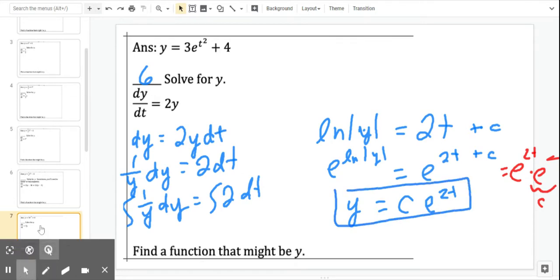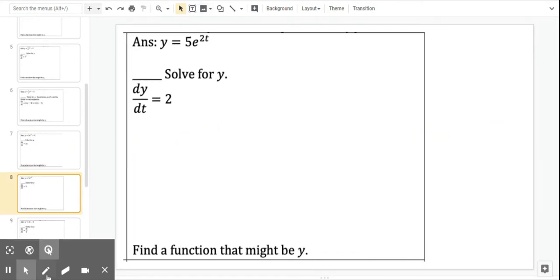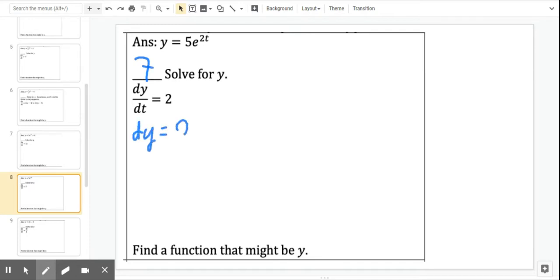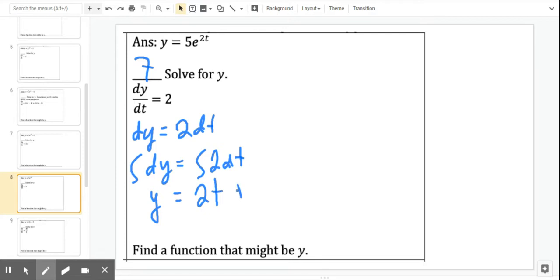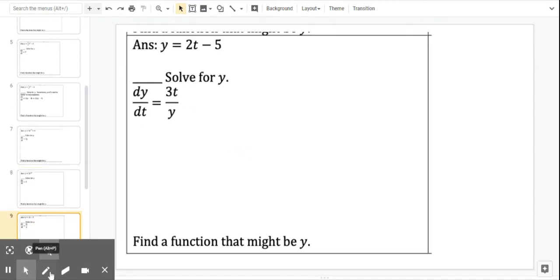So now we need to find a function that matches up with that. Which brings us to this one, where c is 5. So now I think we're on number 7. Yeah, we're on number 7. So again, we'll multiply by dt on both sides. So dy equals 2 dt. And then we can integrate both sides. And this just leaves us with y equals 2t plus c. That was kind of a quick one. And that will bring us to this, 2t minus 5. So c would be negative 5. And we are on number 8.